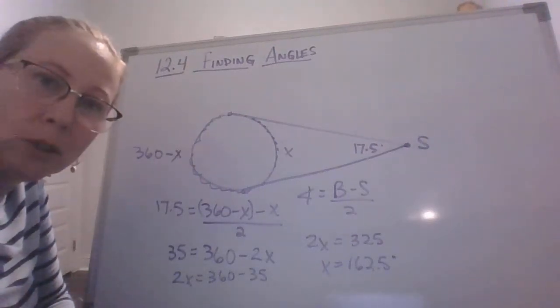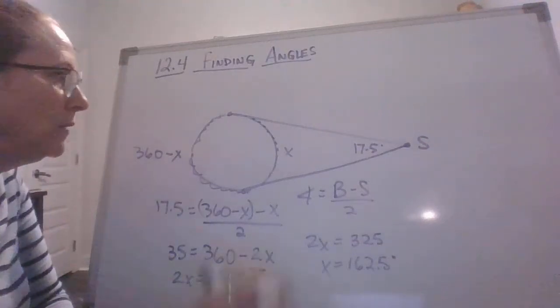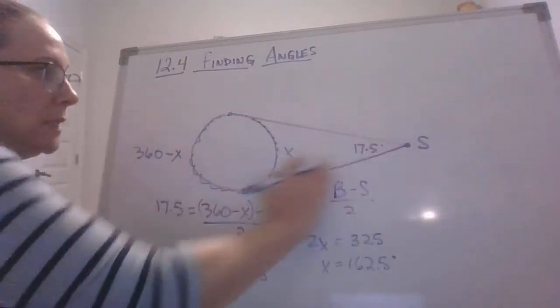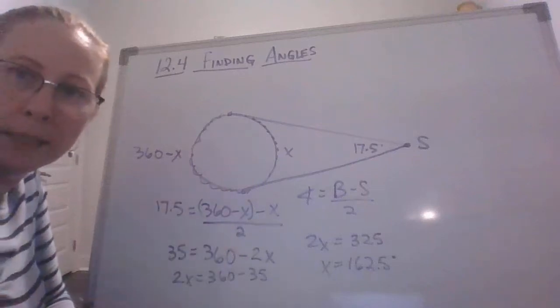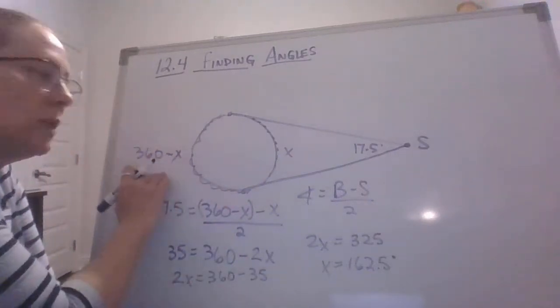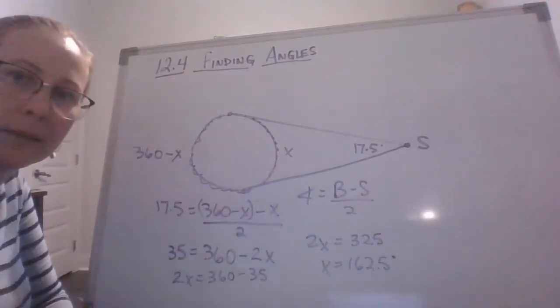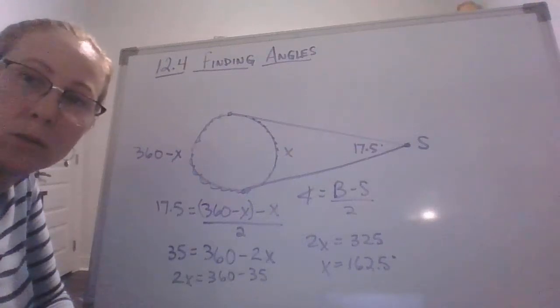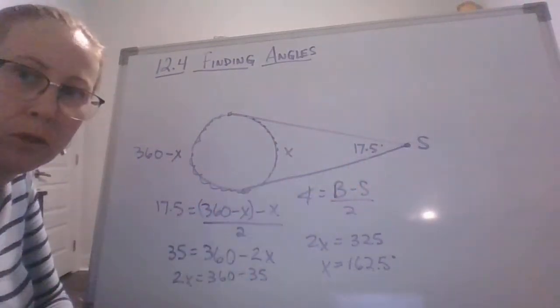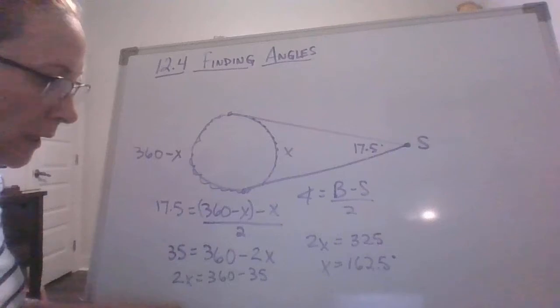Okay, so that can be a little tricky. Just remember, if one of these values is missing and it's a tangent, then you can define it as 360 minus X and X. If you have two missing values and they only give you the angle out here, that's the type of problem you're looking at.